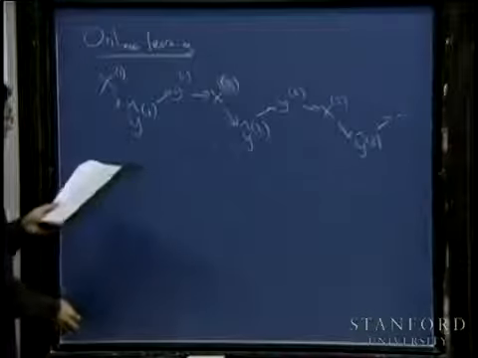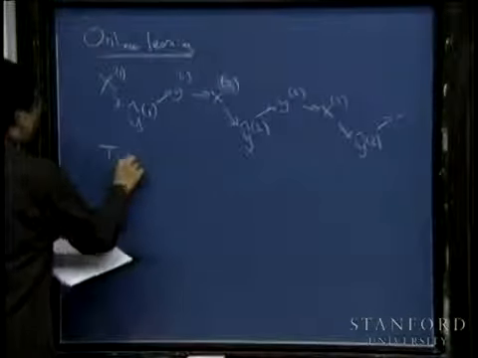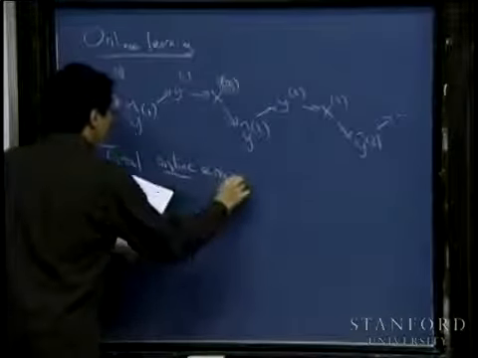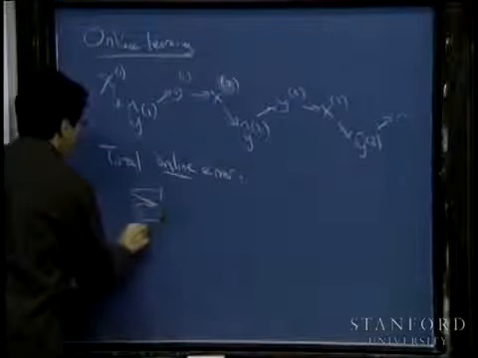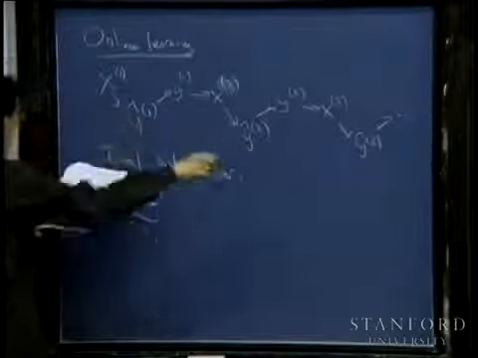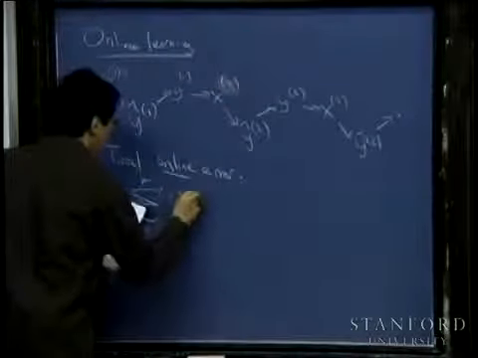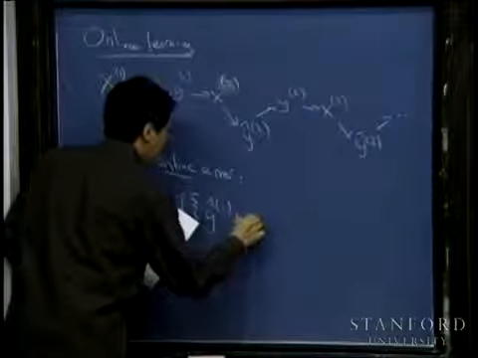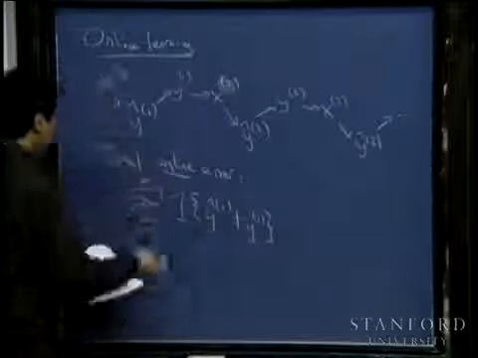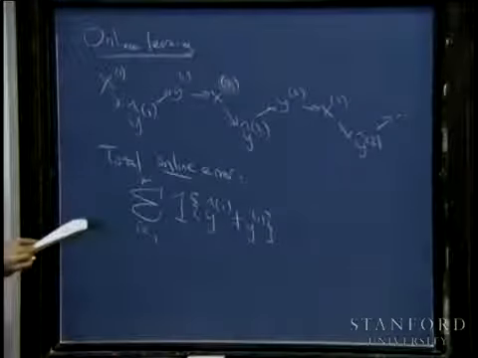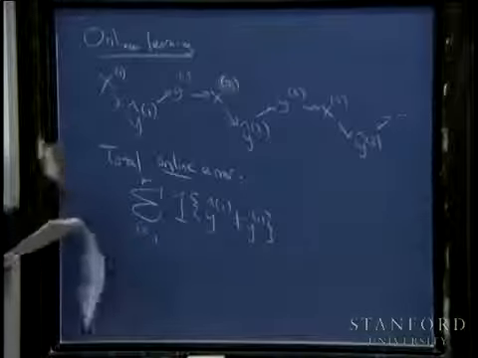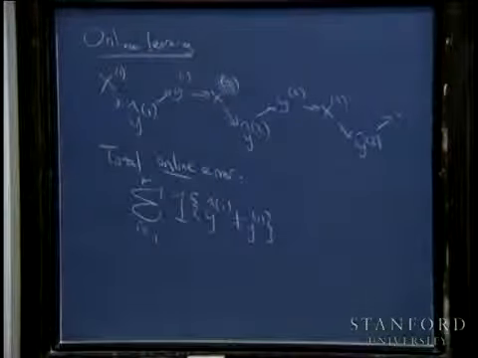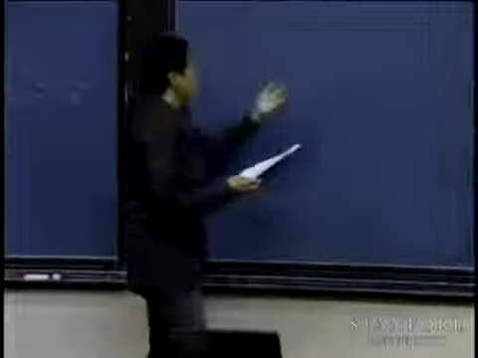So in online learning, what we care about is the total online error, which is the sum from i equals 1 to m, say, if you get a sequence of m examples altogether, of the indicator that y hat i is not equal to y_i. Okay, so the online error is the total number of mistakes you make on a sequence of examples like this.